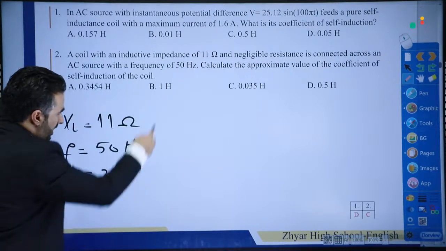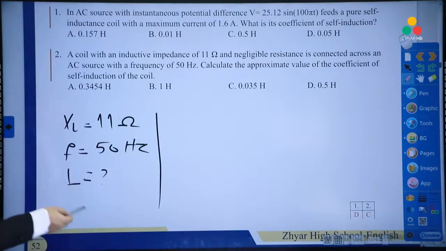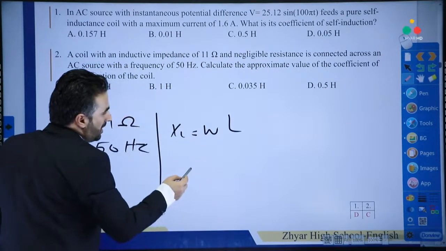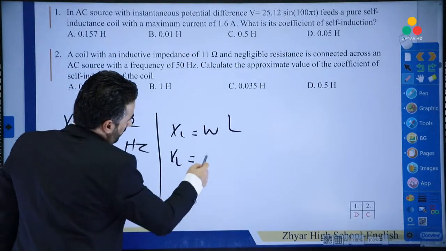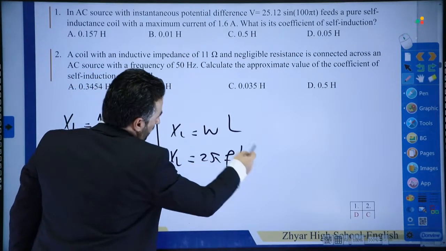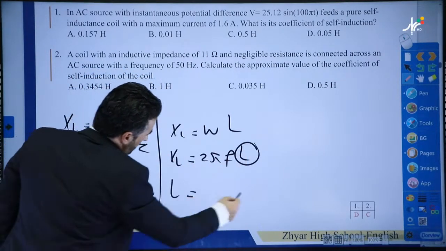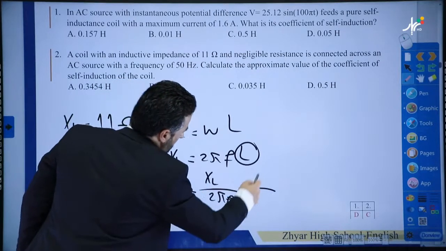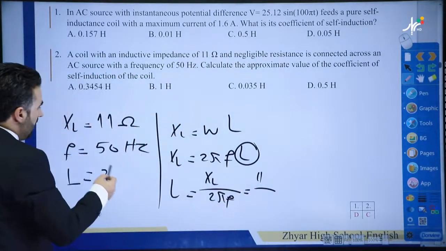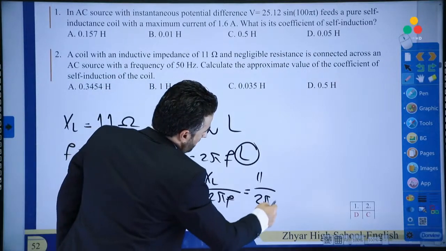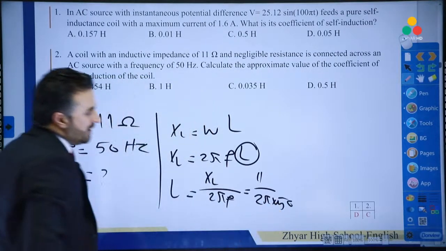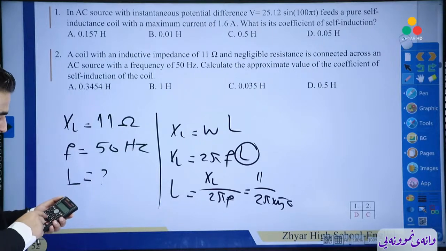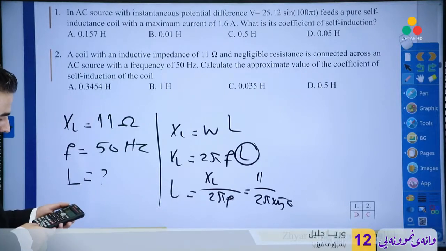So now, what is the connection between all of these three? Of course, we do know that XL equals omega L, very good. And XL one more time equals 2 pi F times L. We want L, so we can say L equals XL divided by 2 pi F, which in this case is going to be 11 divided by 2 pi times 50, that is 100 pi here. So we're going to say 11 divided by 100 pi, correct?